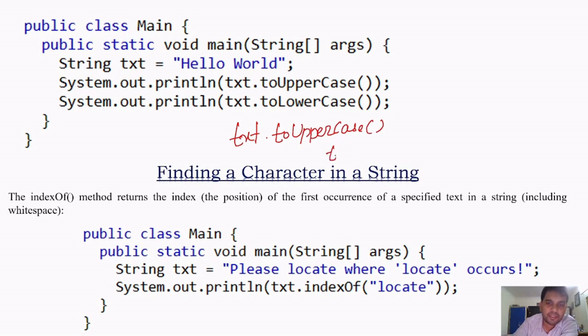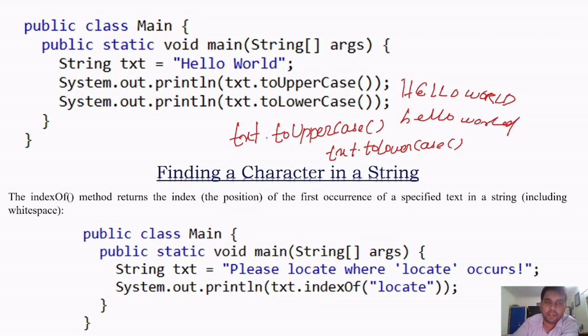Then if you want to convert anything into lowercase, it will be txt.toLowerCase. You need to remember that in toLowerCase and toUpperCase, the t in "to" will be small, but the L will be capital, the U will be capital, and in Case the C will be capital. So here the first output will come like this, HELLO WORLD. Then the second output will come as hello, everything in small letters.